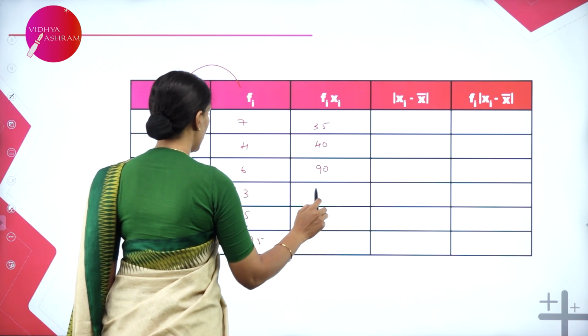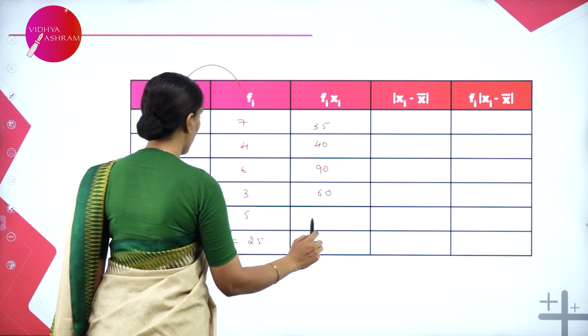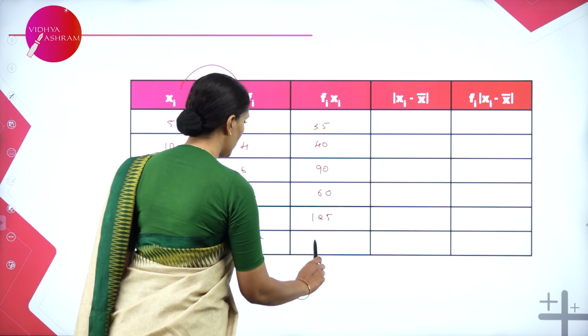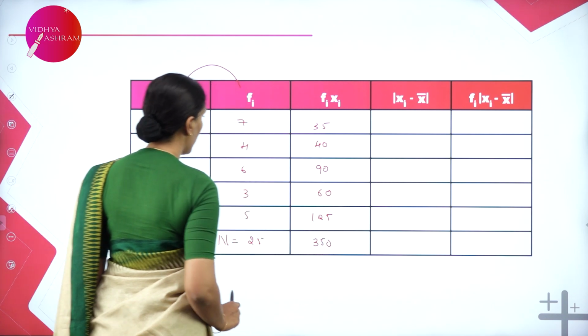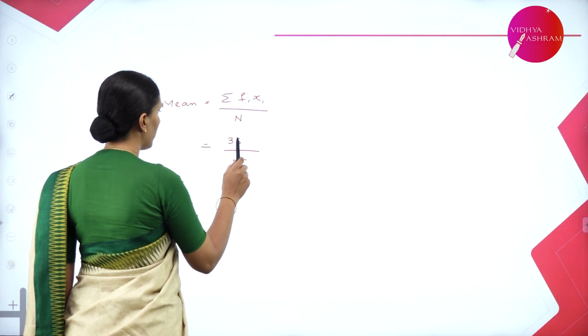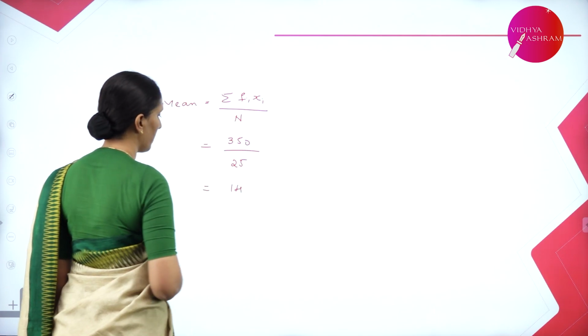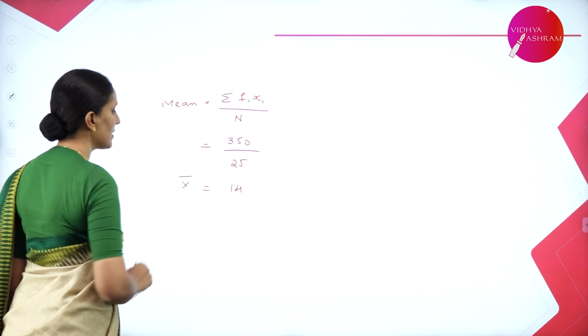Next we have 90, 60, 125. So once you calculate this, you will get the total value as 350. Now substitute here, we have 350 divided by 25. So therefore, x bar is equal to 14. Now x bar is 14.